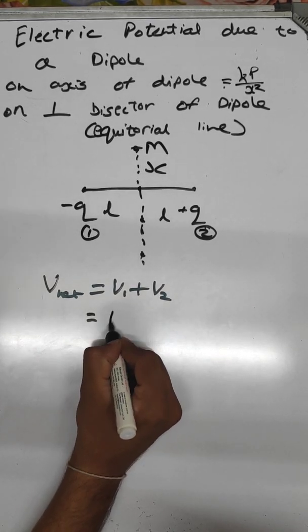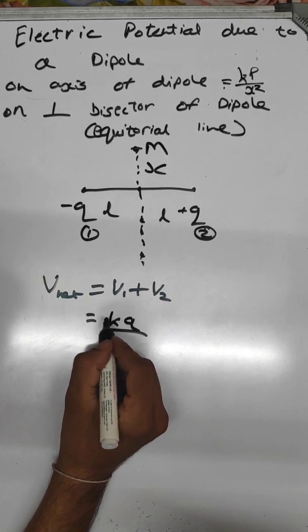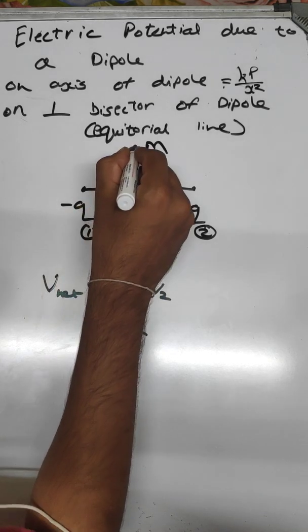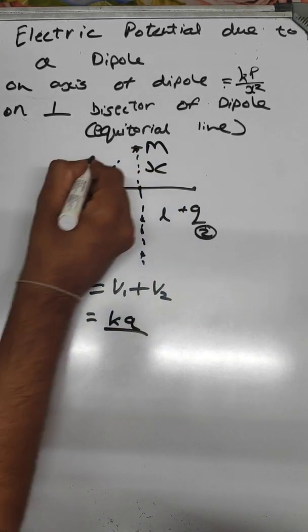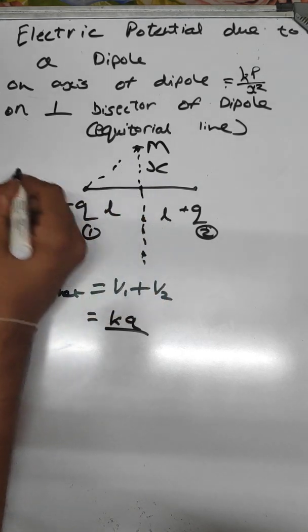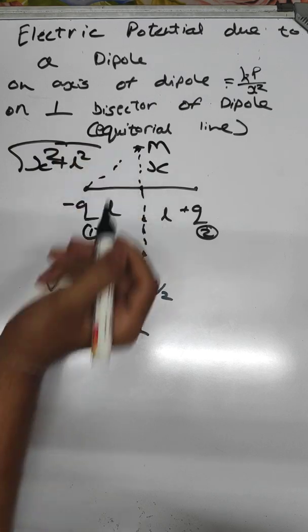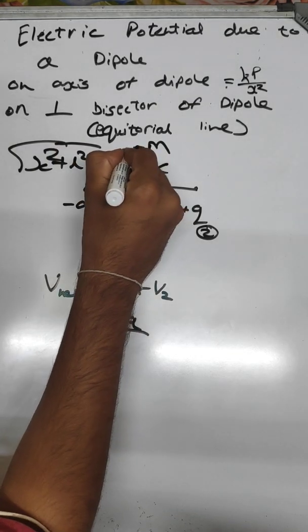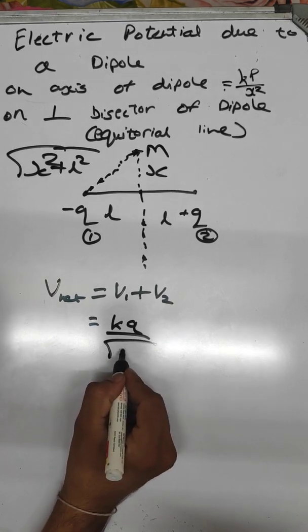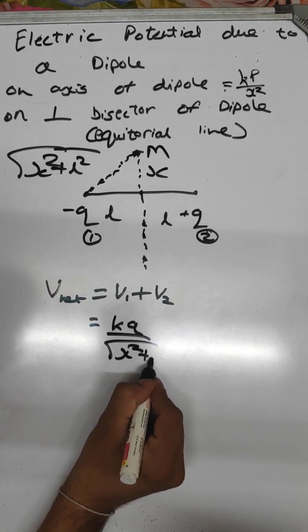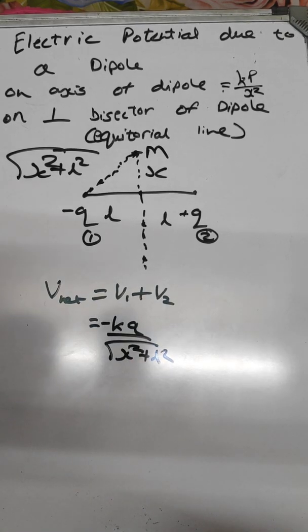V1 is, you know, kq upon the distance. What will be the distance? As it is the hypotenuse, it will be under root of x square plus L square. Okay, this will be the distance, as it is the hypotenuse. I hope you remember what is hypotenuse. Okay, x square plus L square, but here the charge is negative, so it will have a negative sign.